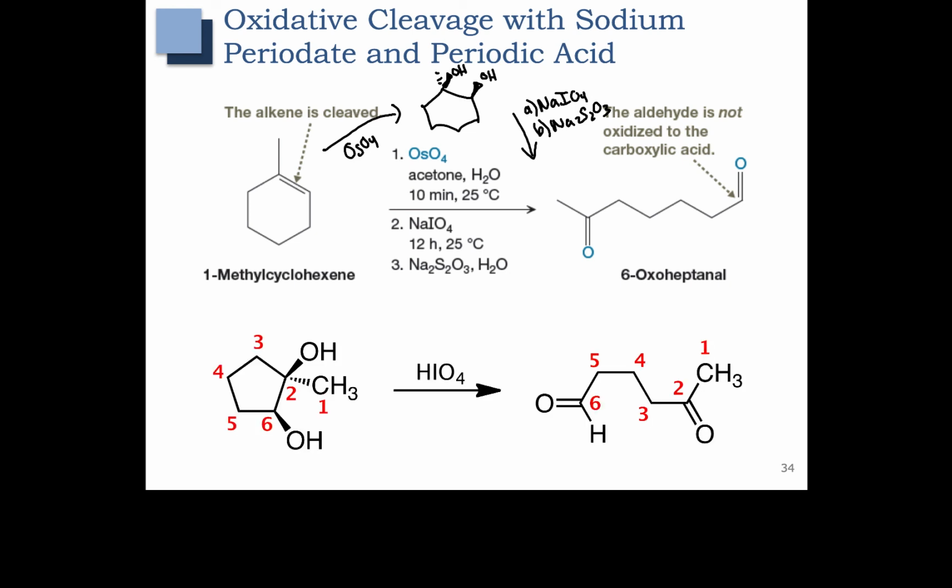HIO4, periodic acid, shown here, could do the same type of reaction. If you have a syn diol, like the one shown, it could oxidize, cleave the bond. In this case, it's the bond between carbons 2 and 6, and that's going to give you a ketone and an aldehyde. Carbon 6, shown here in purple, will become an aldehyde. It is not going to be oxidized to a carboxylic acid like it would be if you use the potassium permanganate method. Let's look a little bit more at the mechanism for this reaction.